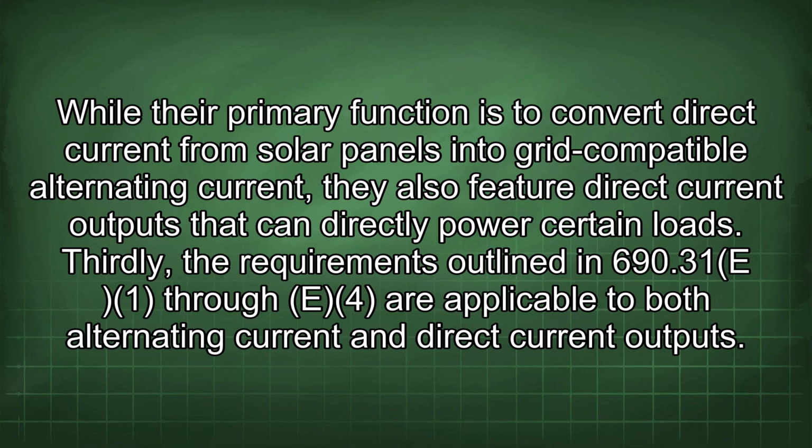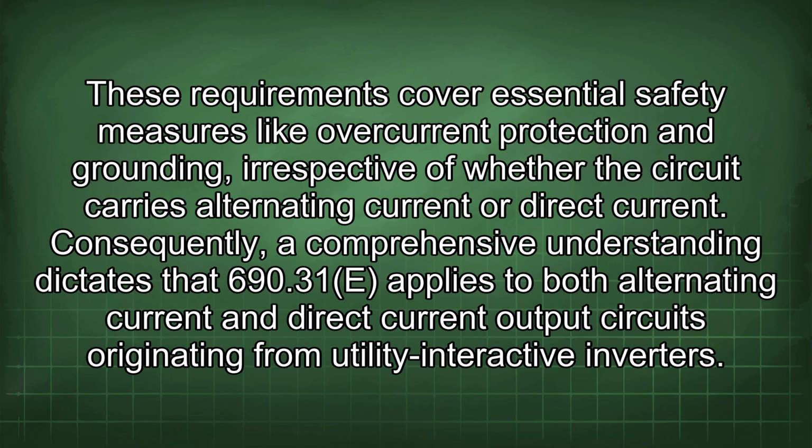Thirdly, the requirements outlined in 690.31(E)(1) through (4) are applicable to both alternating current and direct current outputs. These requirements cover essential safety measures like overcurrent protection and grounding, irrespective of whether the circuit carries alternating current or direct current. Consequently, a comprehensive understanding dictates that 690.31(E) applies to both alternating current and direct current output circuits originating from utility interactive inverters.